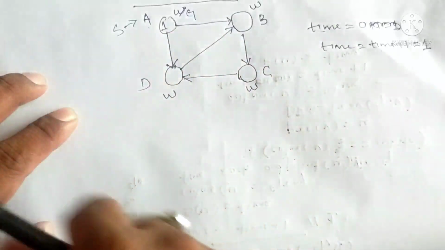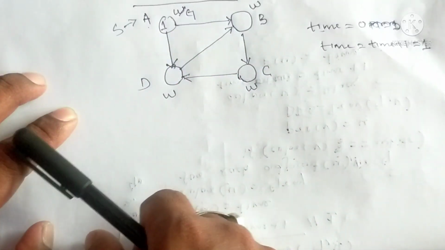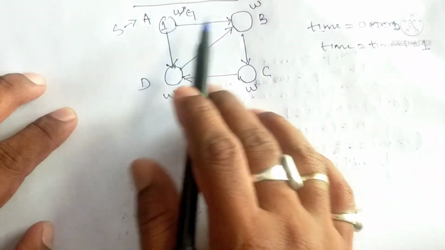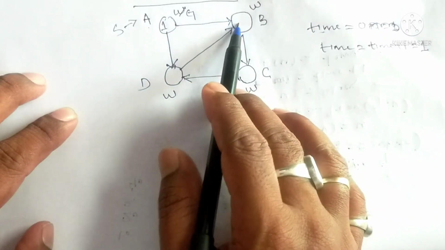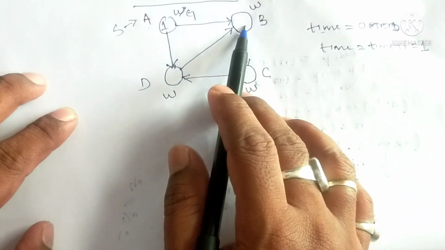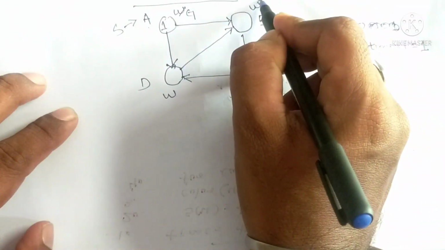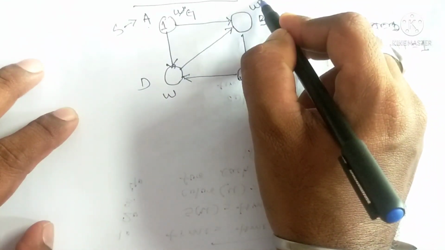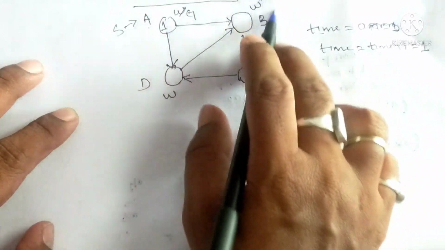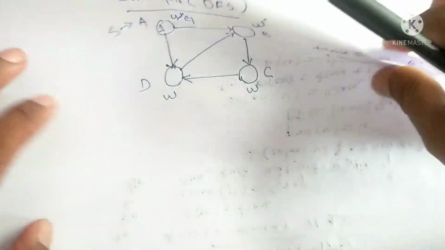So I will take only one adjacent vertex at a time. Just think about A, and let's say B is the adjacent vertex. Then what will happen? You check the color of B. Is it white? Yes. Then change the color to gray. If it is white, then what is the algorithm telling?